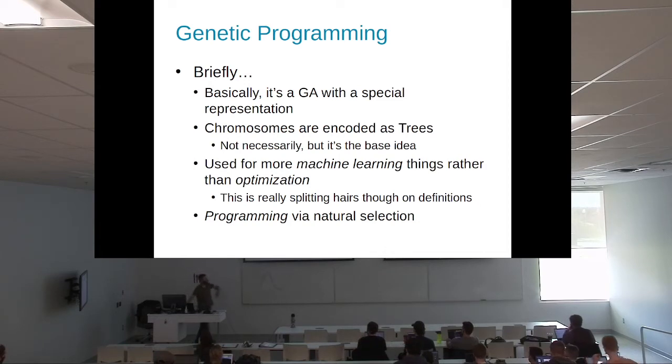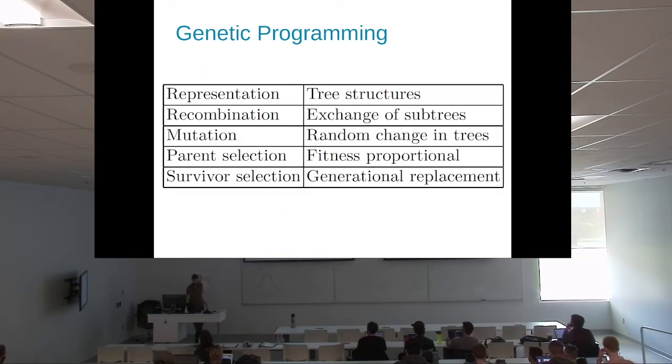That's a quote from Koza, the guy who invented it. Here we're getting silly with our words. The representation is typically a tree structure. The recombination, which is just another fancy word for crossover, is some idea of exchanging subtrees between trees. We'll see examples of all of this shortly. Mutation modifies one of the subtrees. Selection is typically going to be a fitness proportional one.